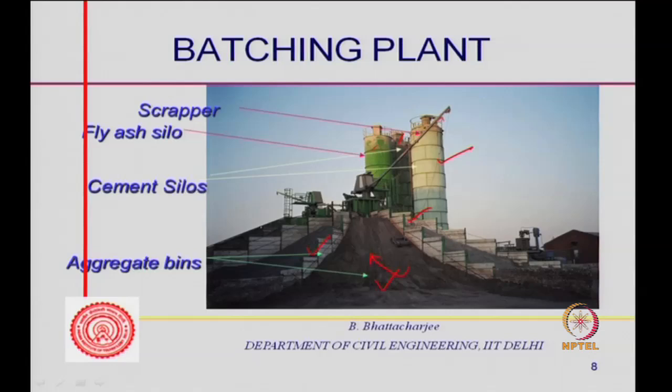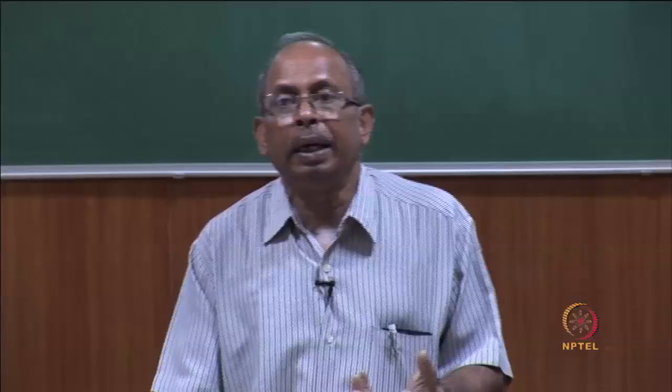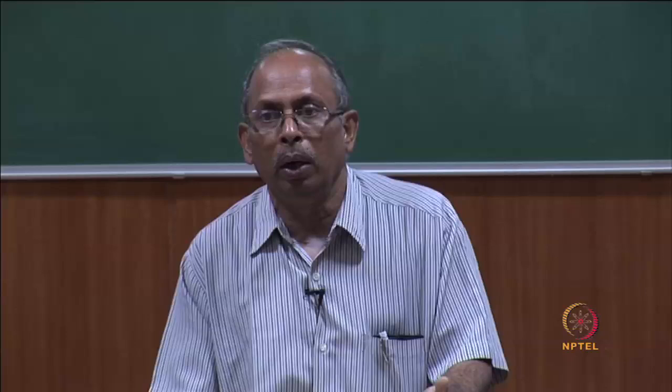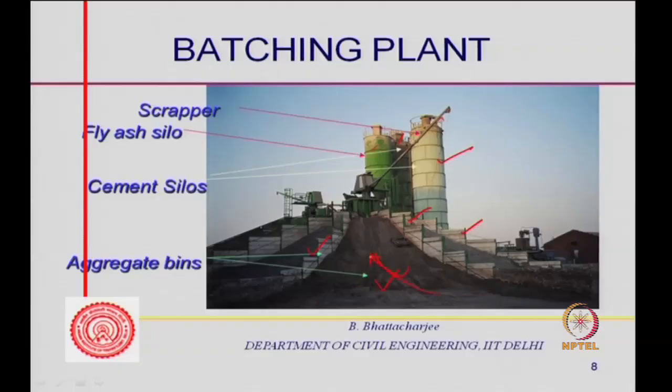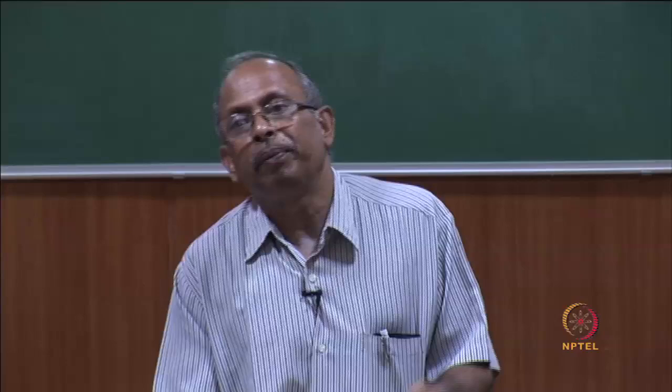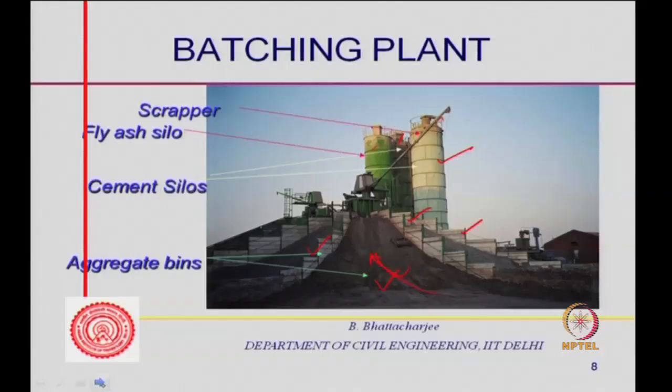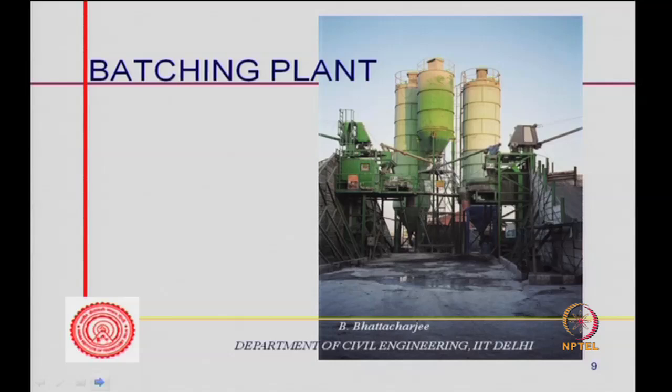Every bin has got a scraper. So the scraper would actually lift the aggregate or push the aggregate close to the wall. And at the walls there is a gate. So this gate can open onto the bucket automatically, it can be a computer controlled system, and it can just put the aggregate into the buckets.